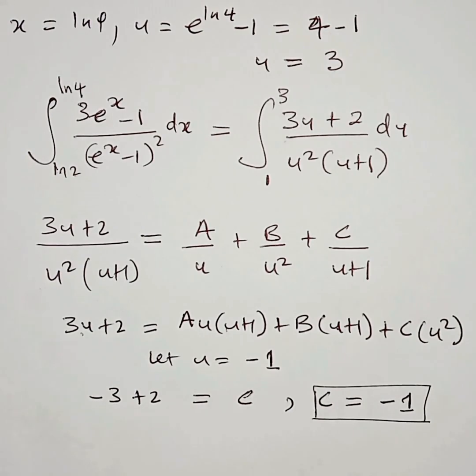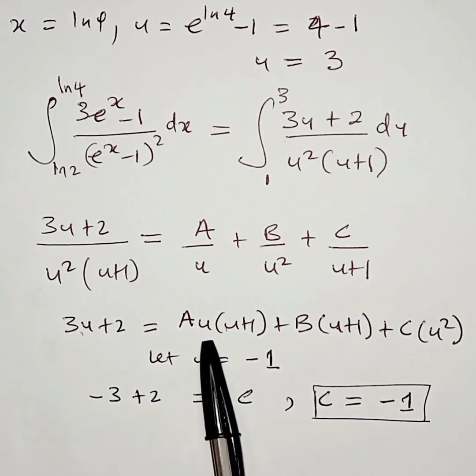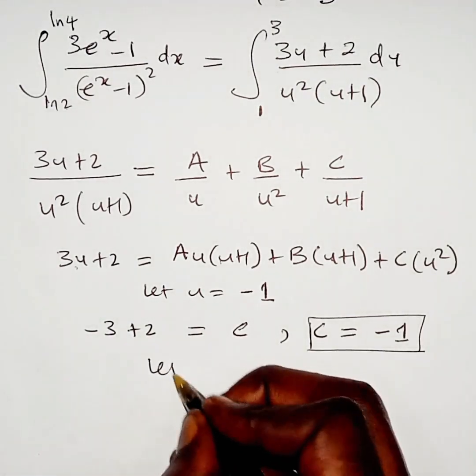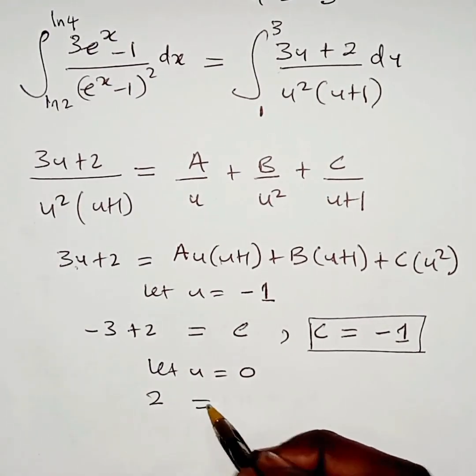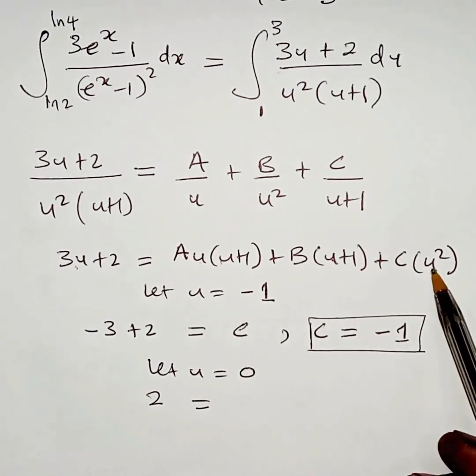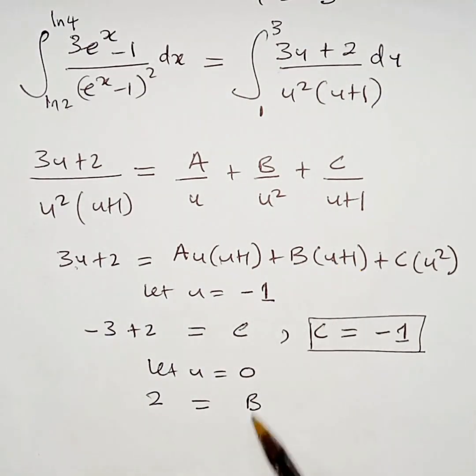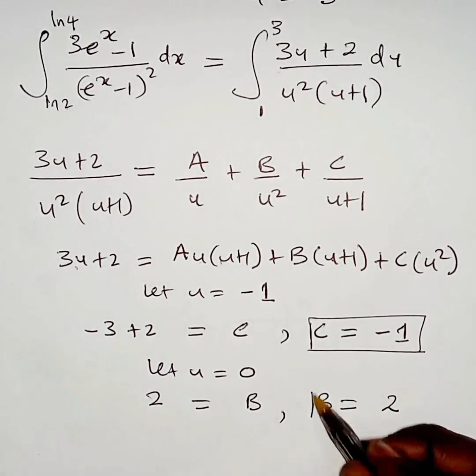Now to find the term that contains b, we are going to let u is equal to 0, so that we get rid of that and we get rid of that. So we get a 0 for that. We remain with 2 is equal to, we get a 0 on that and a 0 on that. We have b, then 0 plus 1, that's just 1 times b. So we are saying b is equal to 2.